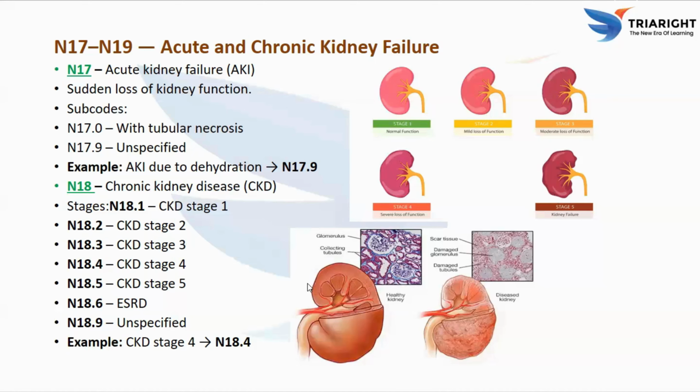So at the bottom of the picture, you can see the microscopic images of the kidneys. So the healthy glomerulus, these are the clear round filtering units, and the damaged glomerulus, they are scarring, thickened walls and fewer functioning cells. So scar tissue indicates the permanent damage which is commonly seen in CKD. So this is the difference between the healthy versus diseased kidney diagram.